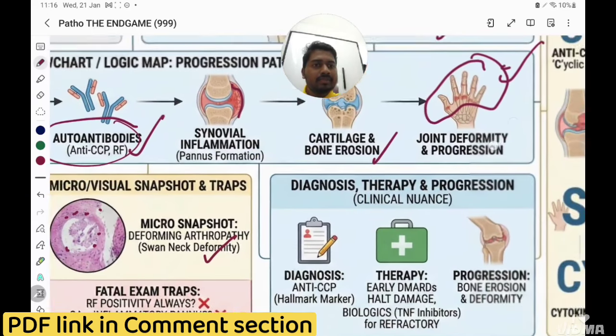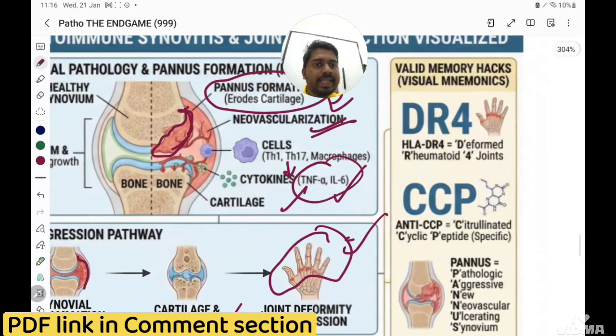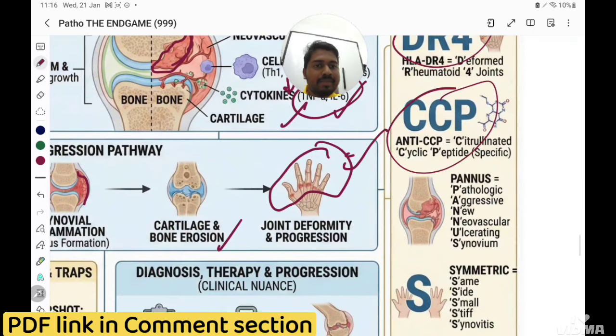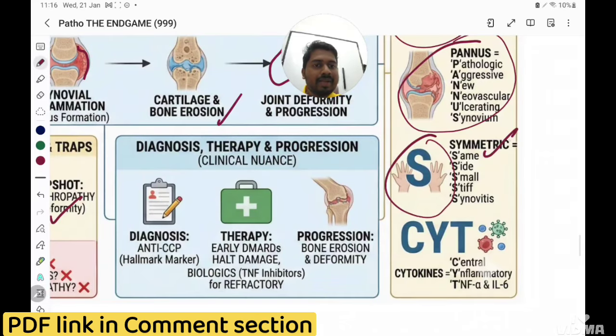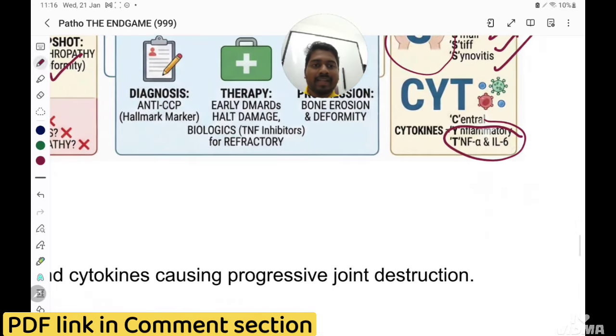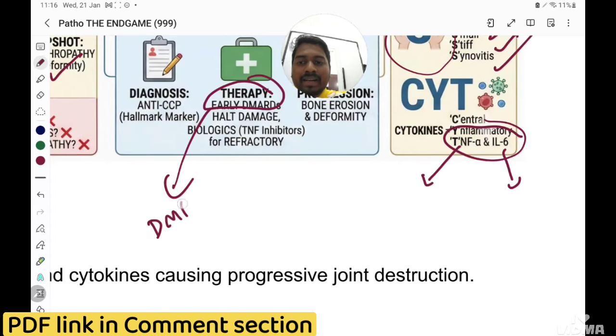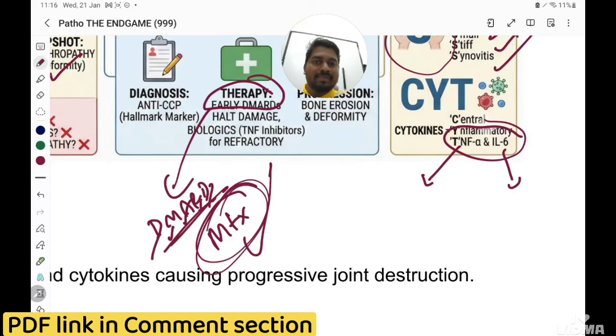Now what extra things do you need to know? One is DR4, next anti-CCP, then pannus formation, and it is symmetric. Symmetric, same side, small, stiff synovitis, and two inflammatory mediators are TNF alpha and IL-6. That's why in this disease we use early DMARDs. DMARD means disease modifying anti-rheumatic drugs, and the best example is methotrexate.